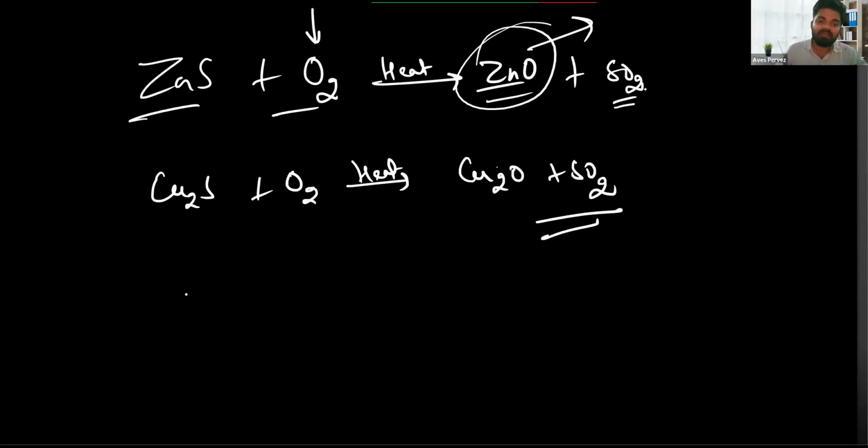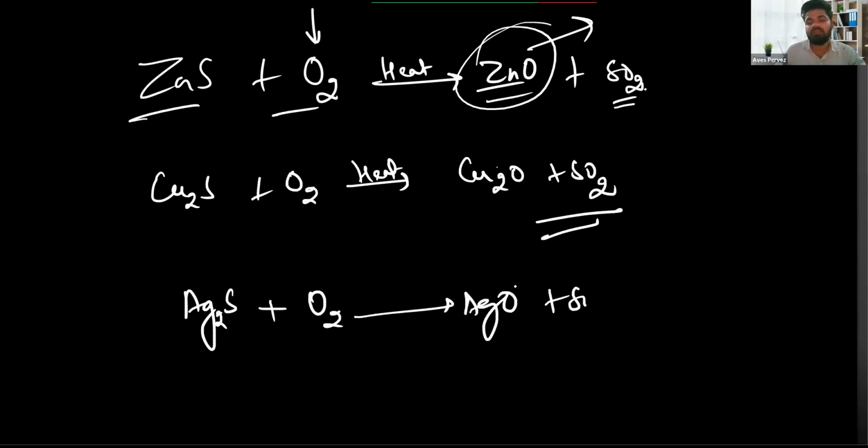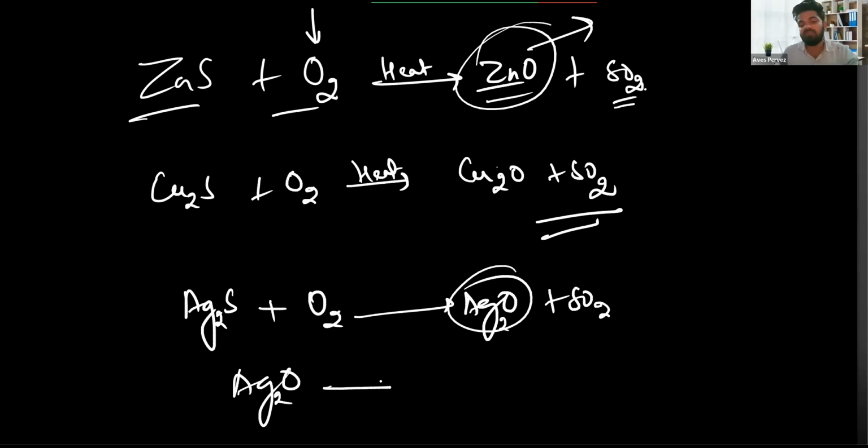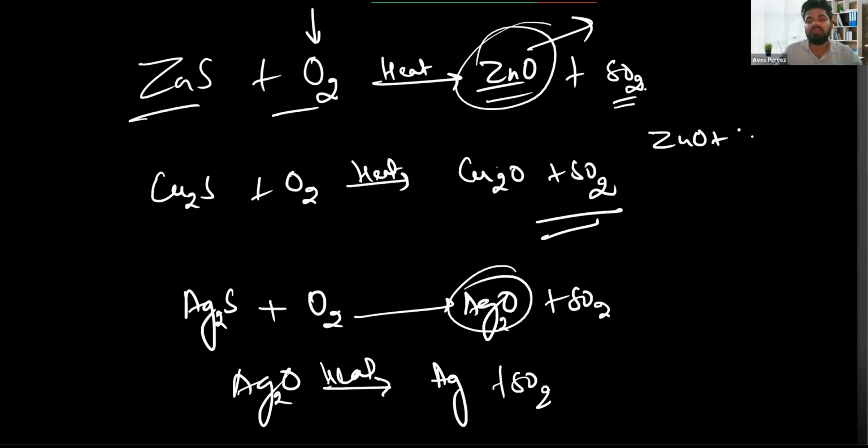For example, if you have Hg2S and you heat it in the presence of oxygen, it gives you HgO plus SO2. And when you heat this HgO further, it gives you Hg plus O2. So here it can give the metal, but since zinc is more reactive, we need a reducing agent. If we only heat it this way, it will not give you zinc. We will discuss this later.